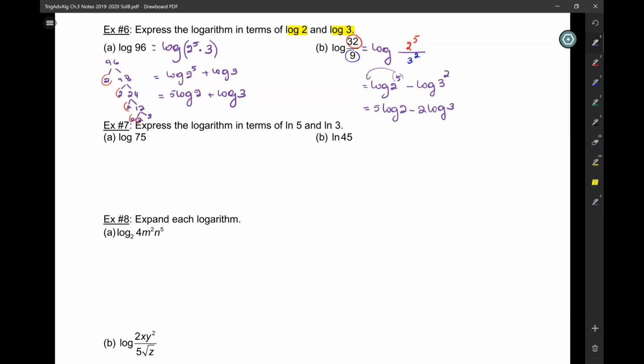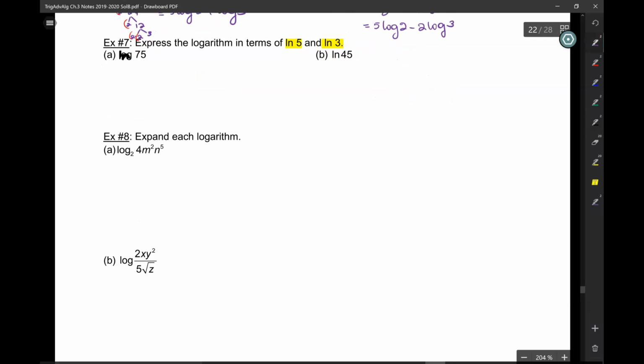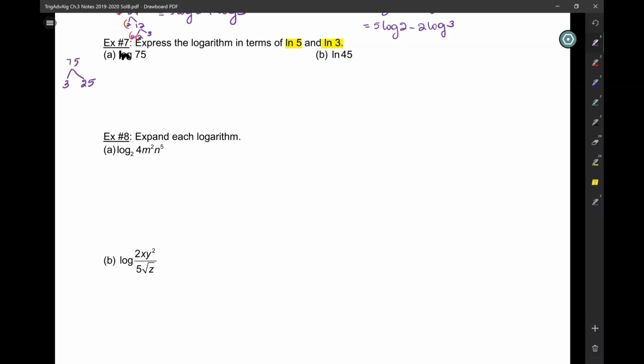Okay? Alright, here I need to express in terms of ln of 5 and ln of 3. And so this first one, we're going to go ahead and write it as an ln, not a log. And I need 5's and 3's here. So we're going to break 75 down. Some of you might know the breakdown for 75, and some of you might not. It's fine, okay? But do show me the broken down version.